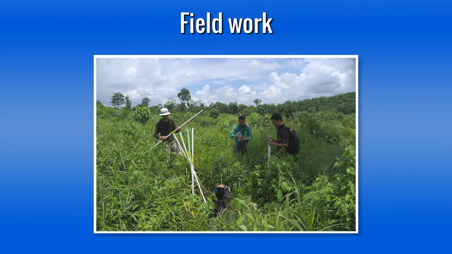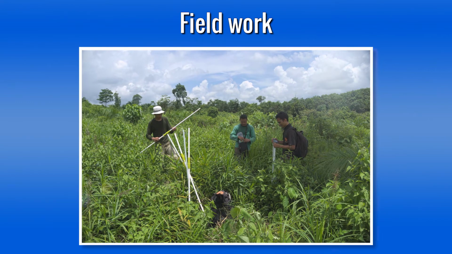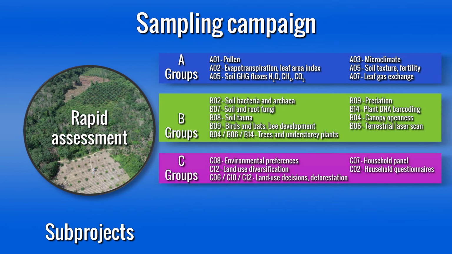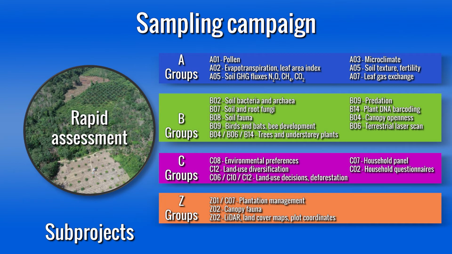To gather our local data on the plot scale, we set up closely coordinated sampling campaigns and teams to efficiently sample all the plots in a short time and with minimal labor. These are the sub-projects involved in the landscape assessment, along with all the variables we measure in the different color-coded groups.